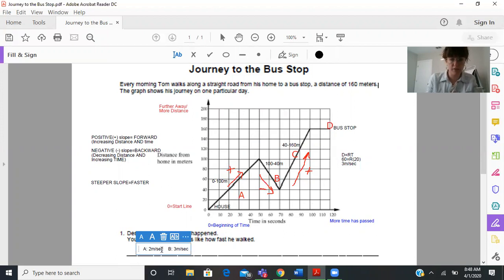And let's even specify that he was walking forward and then he started walking backward at section B because, you know, we said he forgot his wallet, and I know that he's decreasing distance.